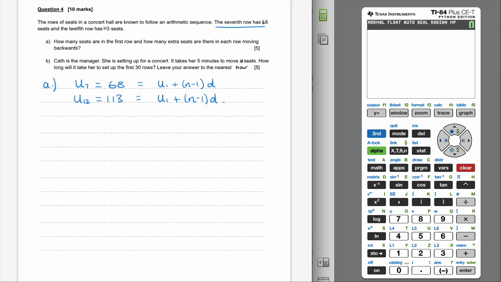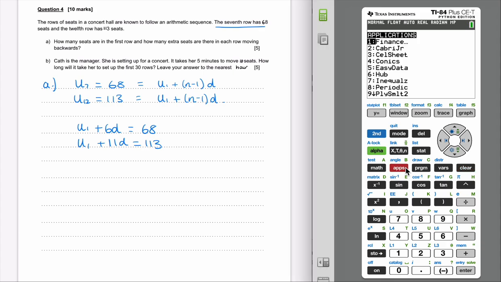Now using that, we know that for the 7th term, it will be u1 plus 6 lots of the difference, and that will equal 68. And for the 12th term, it will be u1 plus 11 lots of the difference, and it will equal 113. So we can now use our calculator.